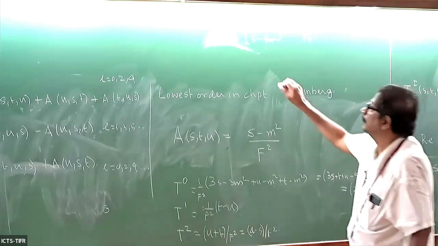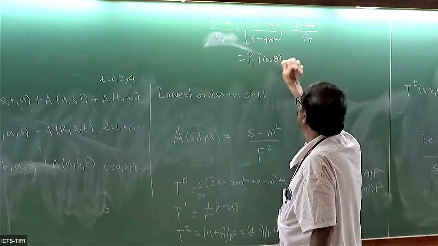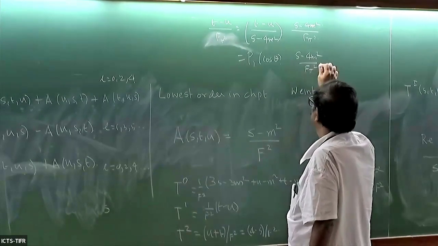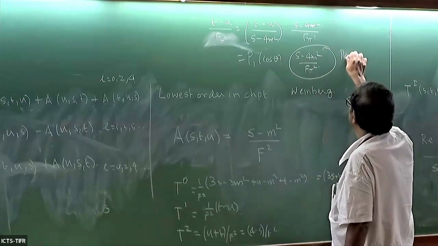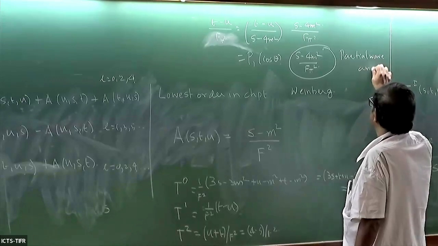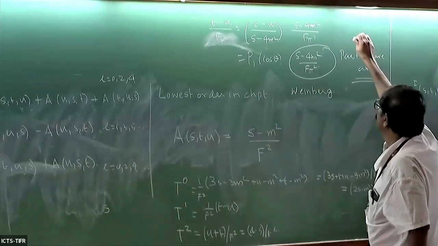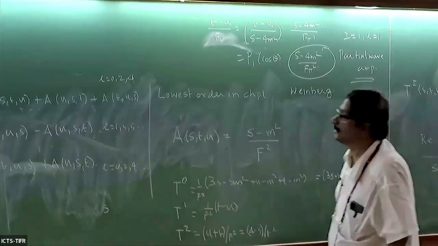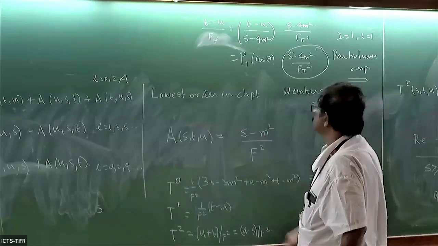Cos theta. But I don't want to write it as cos theta, but I want to write it as P1 of cos theta, S minus 4m squared by 4 f pi squared. Okay? So this is the partial wave amplitude now. This is the pi, I equals 1, L equals 1, partial wave amplitude is just this, because the rest of it has got absorbed into the Legendre polynomial. Okay.